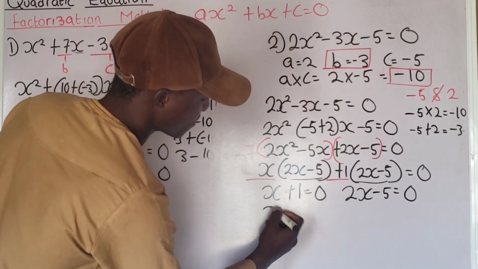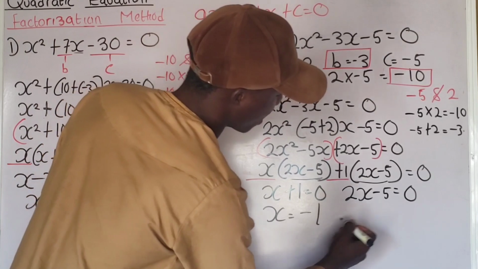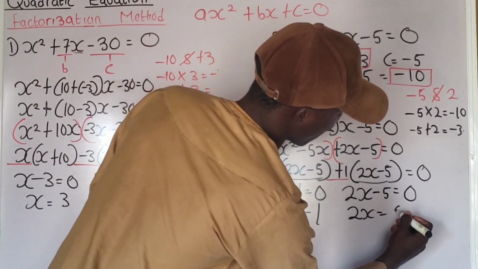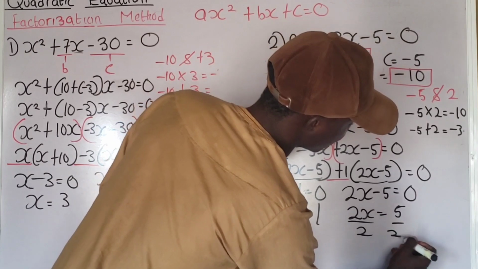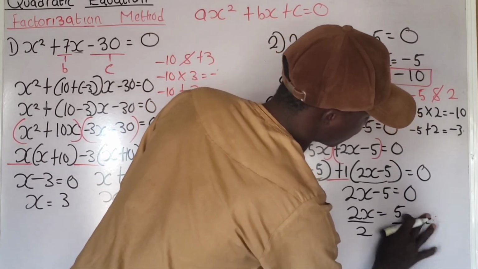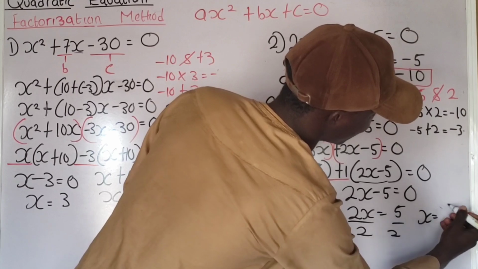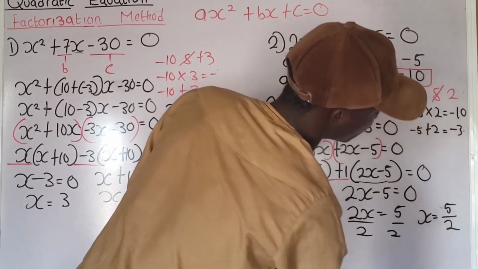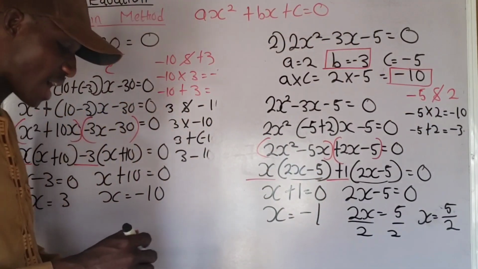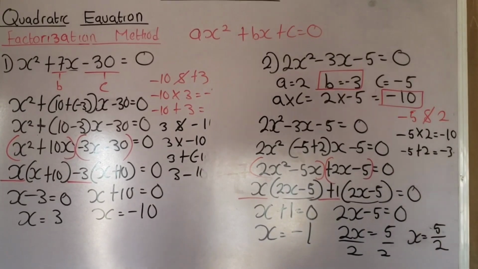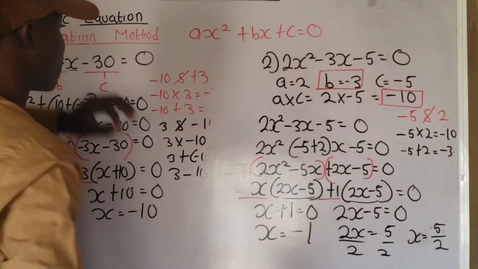So here I'm going to have x equals negative 1, and here I'm going to have 2x equals 5, and x will be equal to what? x equals 5 over 2, sorry, 5 all over 2. You can see how simplified the question is. So that is how to solve a quadratic equation using the factorization method.